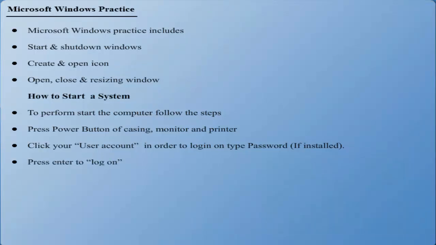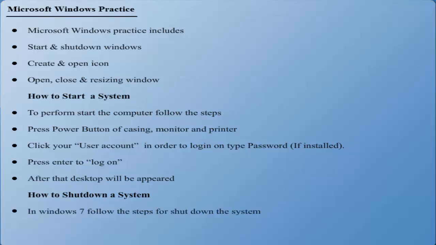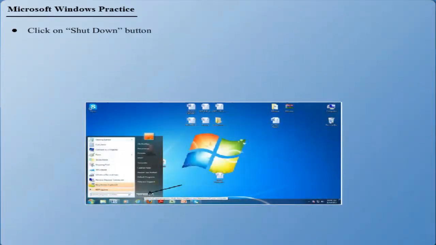How to shut down a system. Let us consider an example of Windows 7. In order to shut down the system, simply follow these steps. Number 1, click the start button, which is shown in the down left corner. Number 2, then simply click the shutdown icon as shown in the following image. Number 3, the computer will shut down automatically.